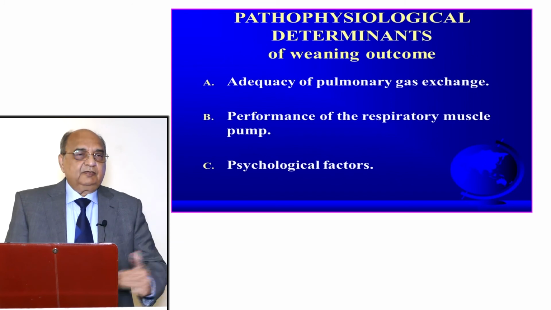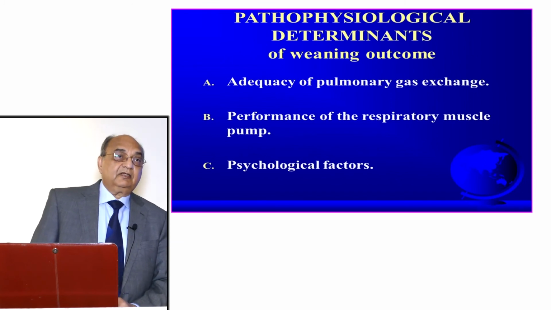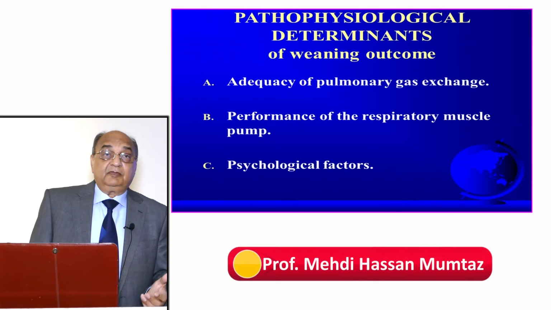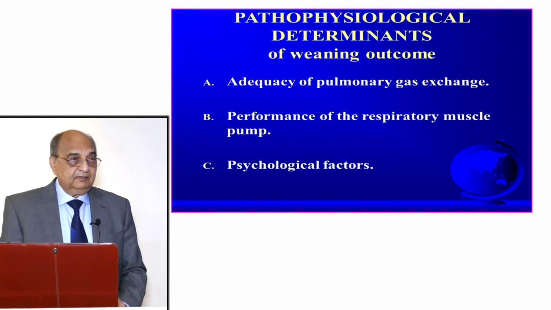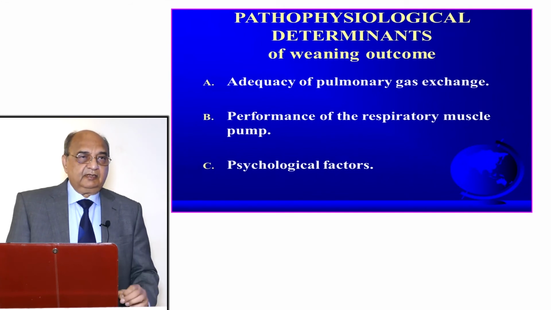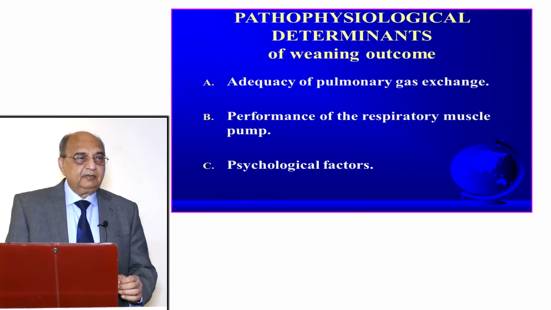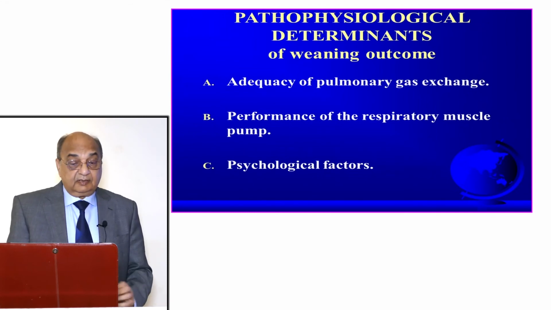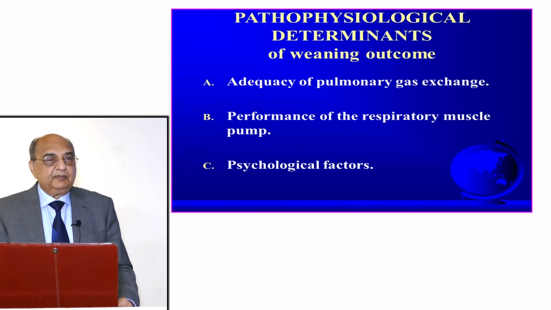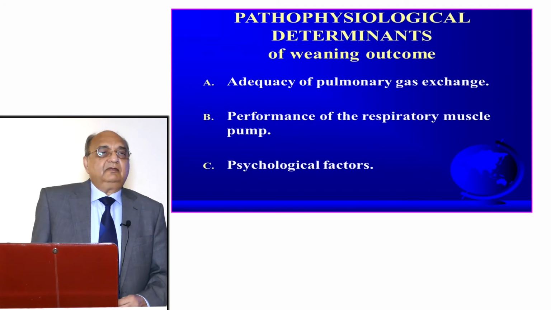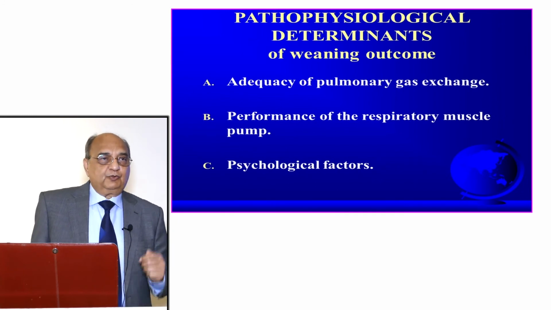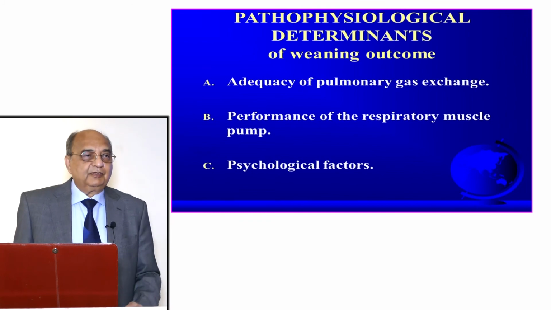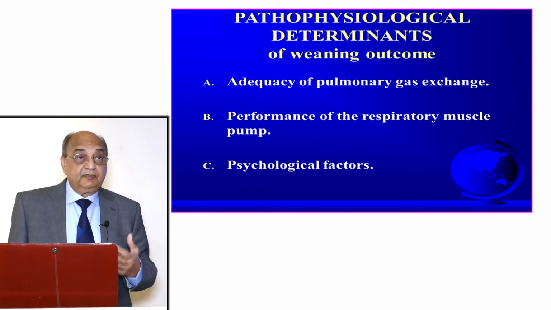Basically, there are three things which we look at before we start our weaning, before we start taking the patient off the ventilator. First thing is adequacy of pulmonary gas exchange, whether we have achieved our target. Are the blood gases adequate to take the patient off the ventilator or not? Second is performance of the respiratory muscle pump. How good is the respiratory muscle pump of the patient? It's not easy to switch the ventilator off and ask the patient, now you go on taking a deep breath. We have to look at the efficiency of the respiratory muscle pump of the patient.